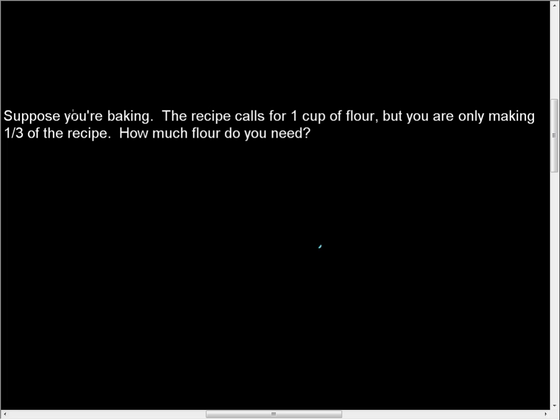And there's a key word here, and that's "of." If we take the word "of," most of the time, that's going to tell us to multiply. It's a key word. So, we want to take 1/3 of the recipe, but the recipe calls for 1 cup. Okay, and so we have to take 1/3 of 1.